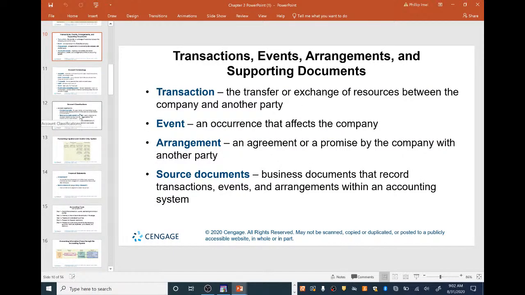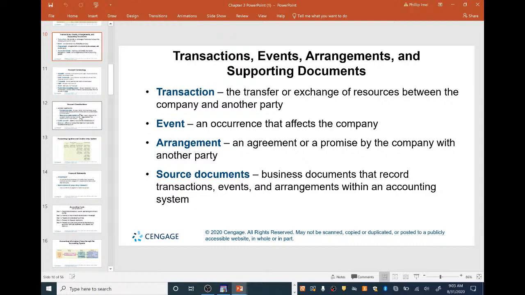Okay, next, let's talk about transactions, events, arrangements, and supporting documents. So what is a transaction? Okay, I think everyone knows what a business transaction is. Okay, you give up a certain good or a service of certain value and receive some type of something in exchange of value, whether it be stock or cash or whatever it might be. So a transaction is the transfer or exchange of resources between the company and another party, right?